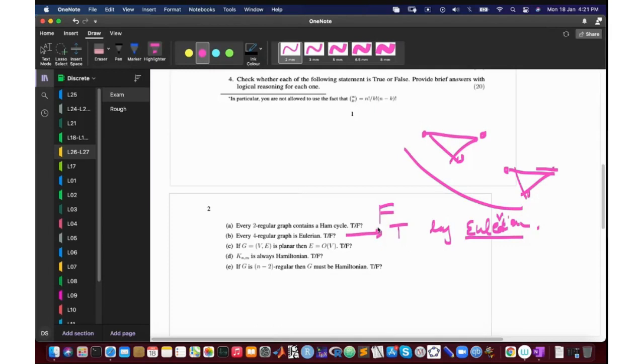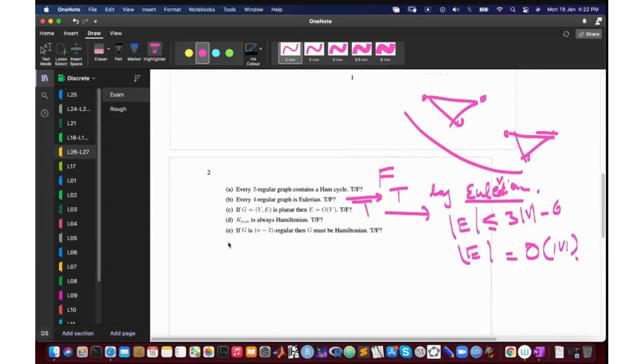So the second part is if G equals (V, E) is planar, then the number of edges is on the order of V. This is true as well, right? Because we have studied in class that the number of edges in a planar graph is less than or equal to 3 times the number of vertices minus 6. So definitely we know that the number of edges is big O of the number of vertices.